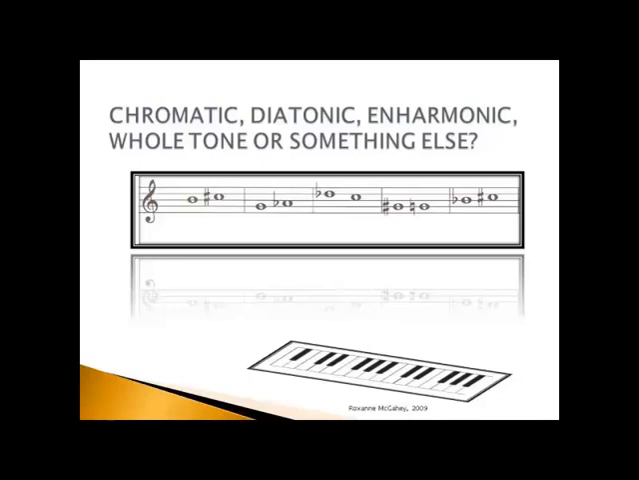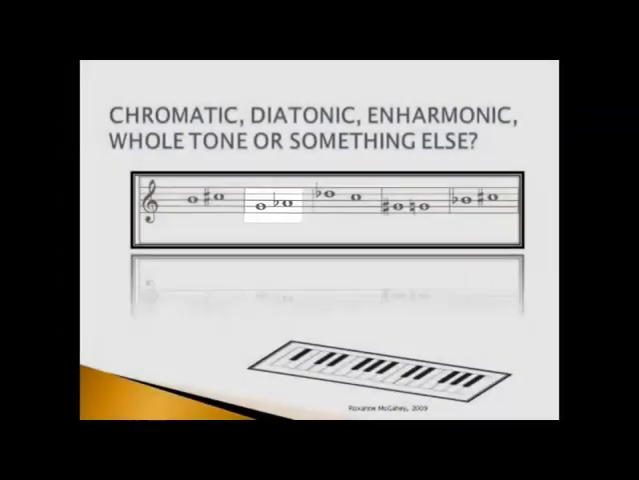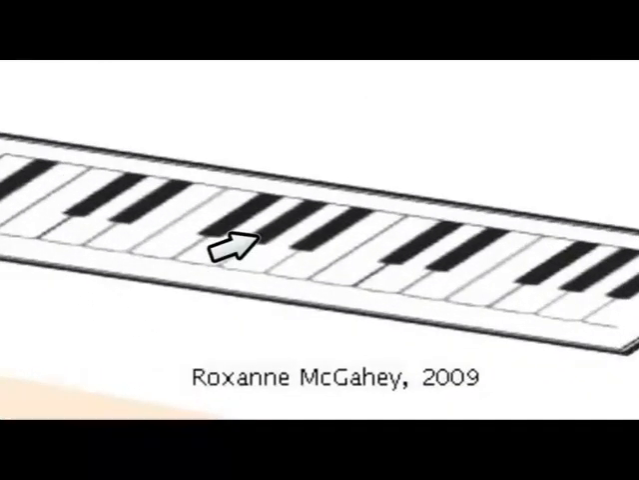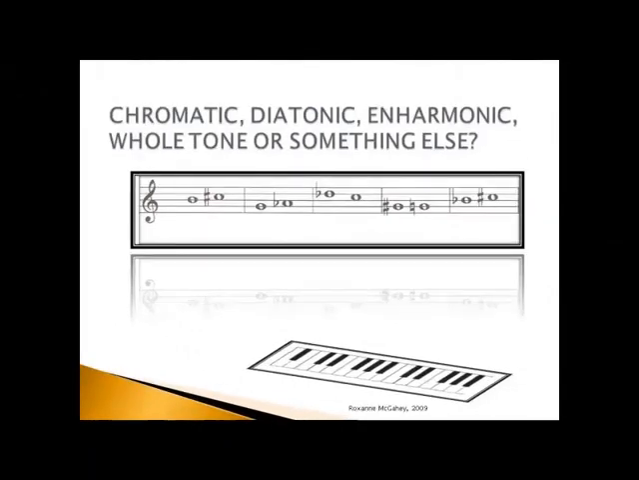The first one is B to C sharp. B to C sharp would be a whole tone because we're passing over the C. G to A flat would be, can you guess? Can you figure it out? Do you think that's a diatonic semitone? Because if you do, you're absolutely right.